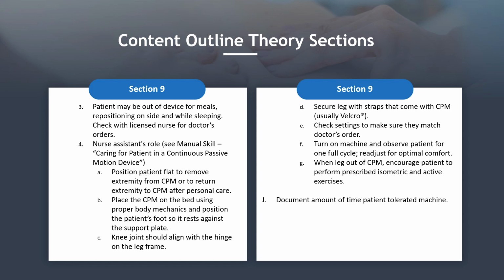Turn on the machine and observe the patient for one full cycle. Readjust for optimal comfort. When the leg is out of the CPM, encourage the patient to perform prescribed isometric and active exercises. Document the amount of time the patient tolerated the machine.